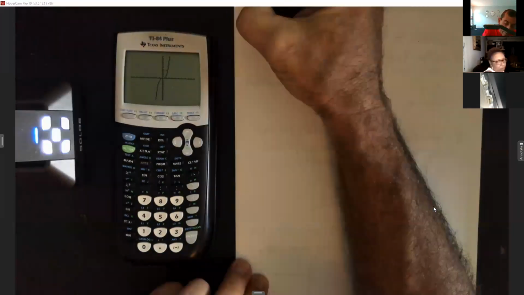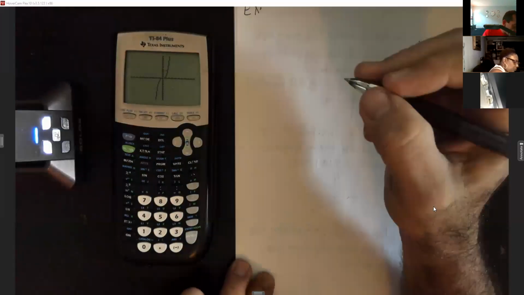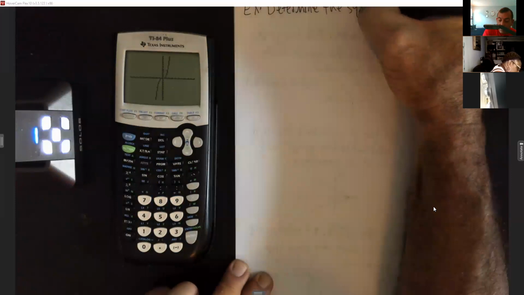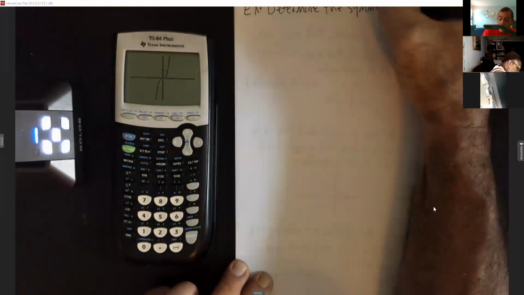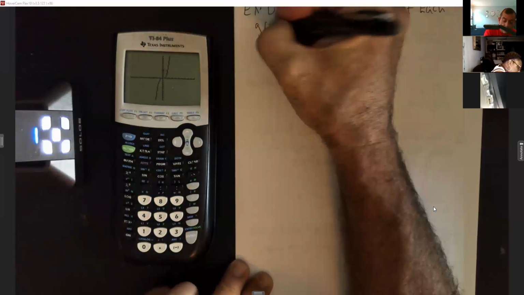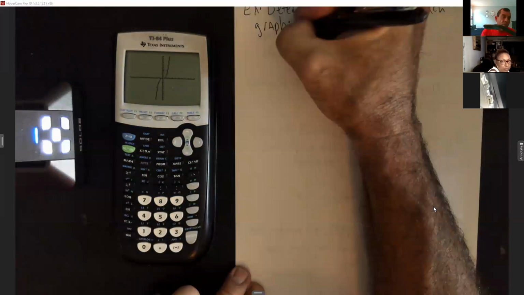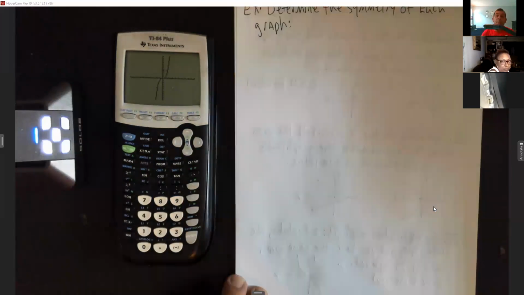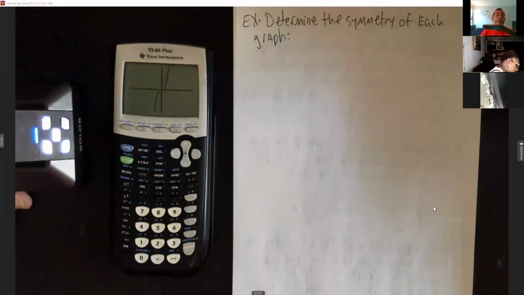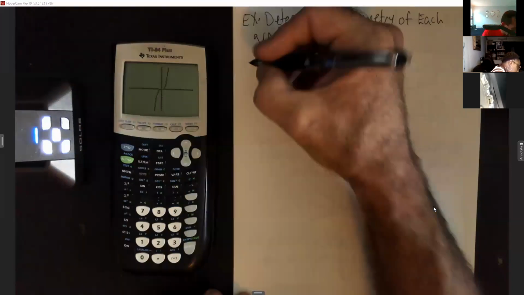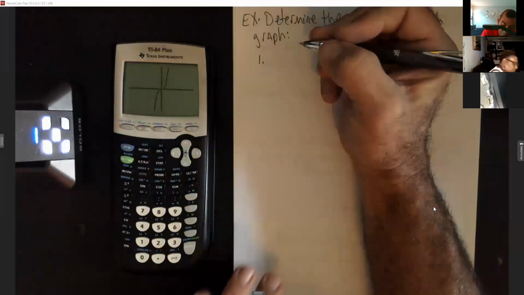So the first 3 problems, they want to determine the symmetry of each graph. Okay, so the first three, I'm going to determine the symmetry of each graph. So they're just going to give us pictures on these.